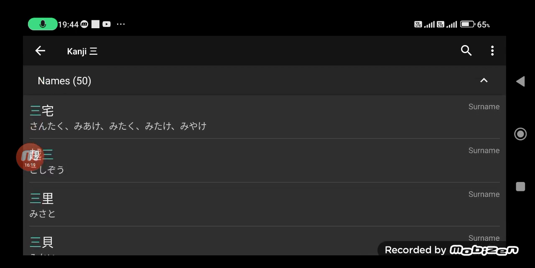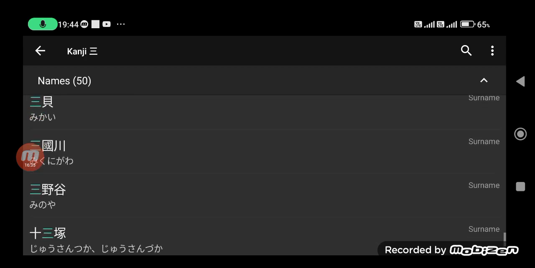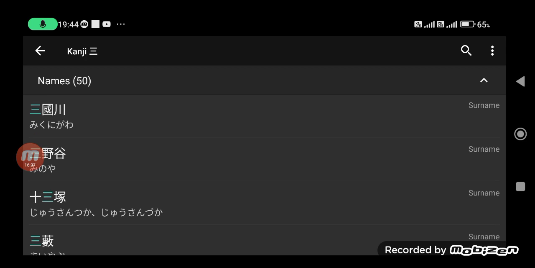Or Santaku, or Misato, Misato-san, Misato. It's mi plus Sato, Misato. Okay, so please screenshot also these example names. So I'm telling you, you have to be familiar with this kind of names.